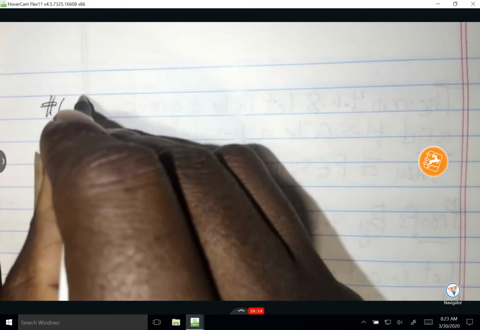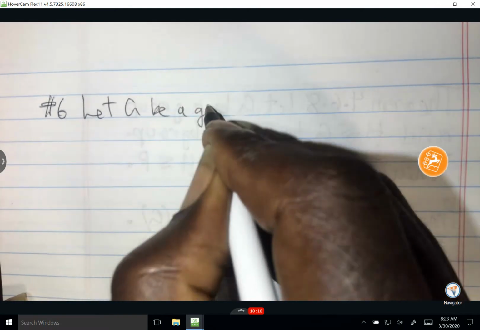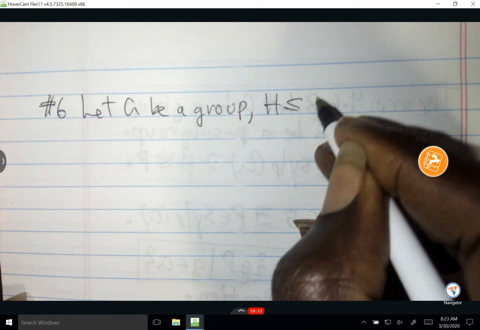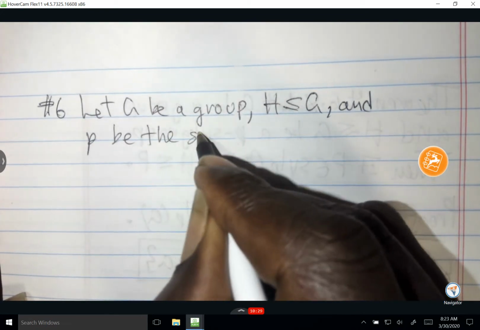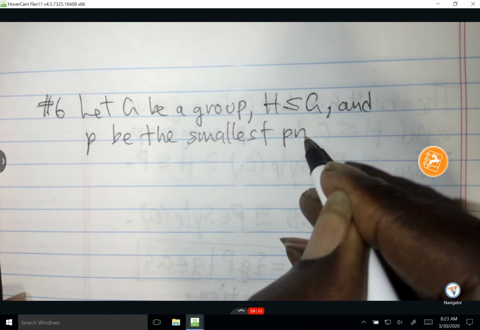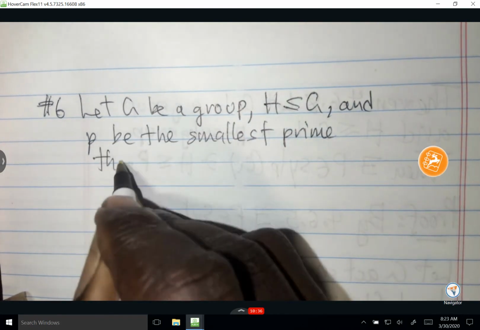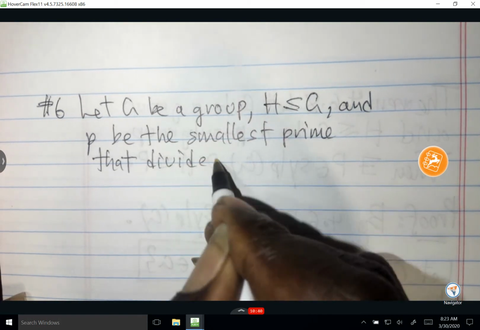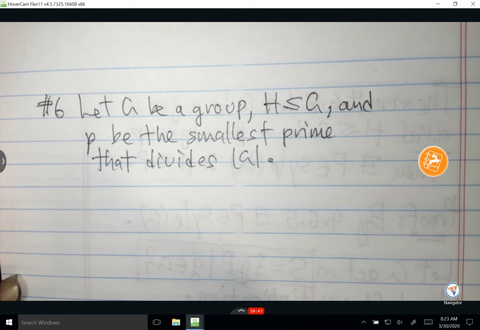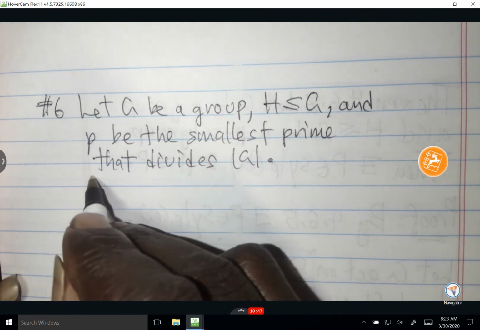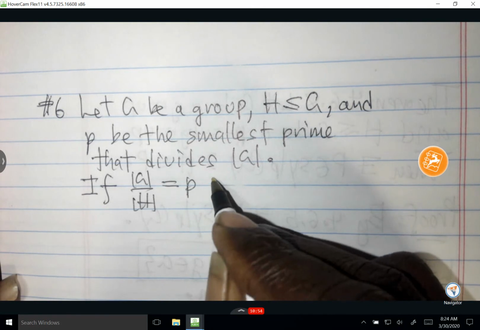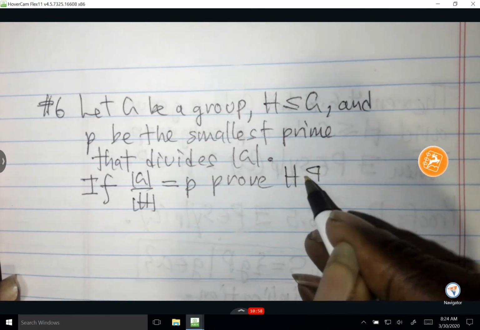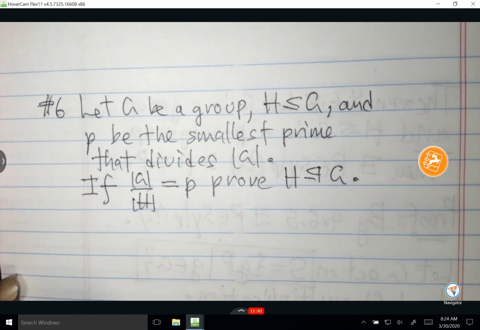It went like this. Let G be a group, H be a subgroup of G, and P be the smallest prime that divides the order of G. If the order of G over the order of H is that prime P, prove H is a normal subgroup of G. And for this we need an action. Okay? So let's prove it.